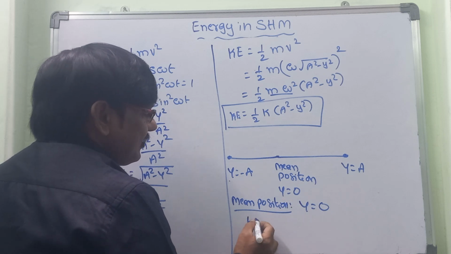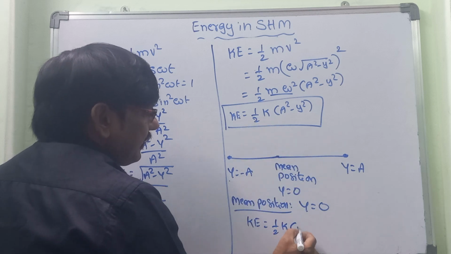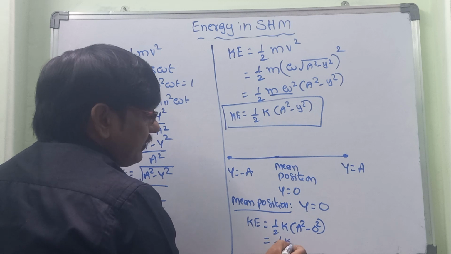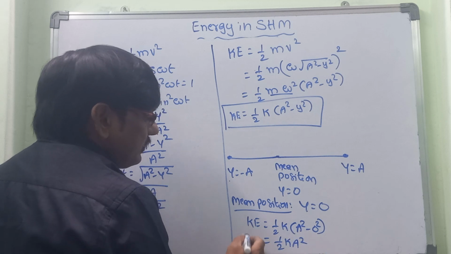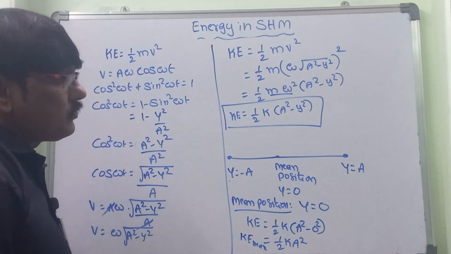Then KE is equal to how much? Half k into a square minus y square. So ultimately how much will we get? Half k a square. Means at mean position KE is maximum. How much is that? Half k a square.